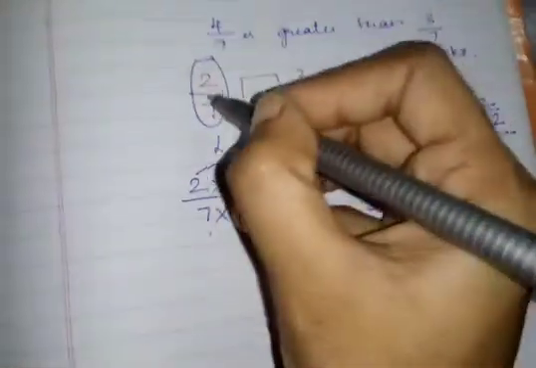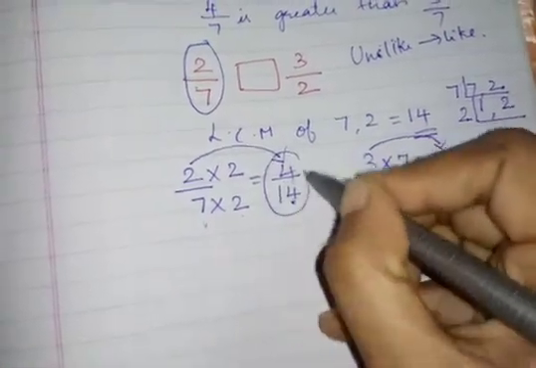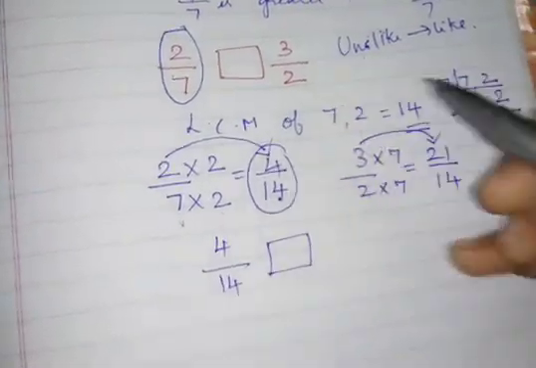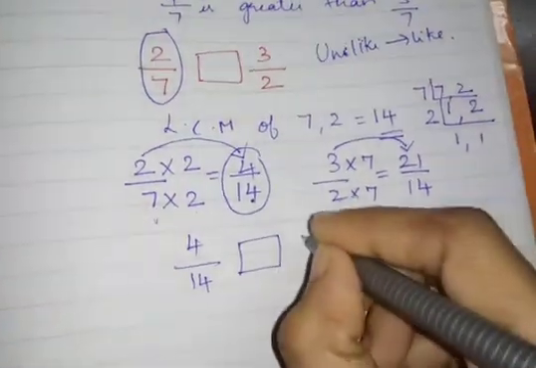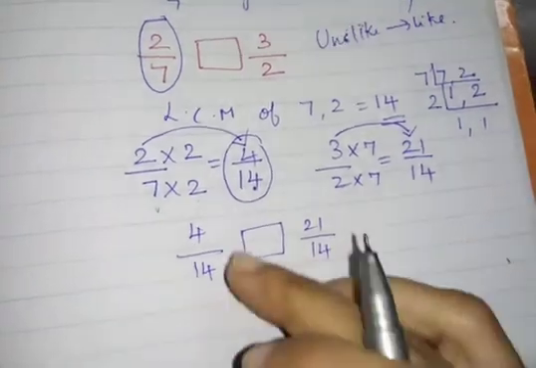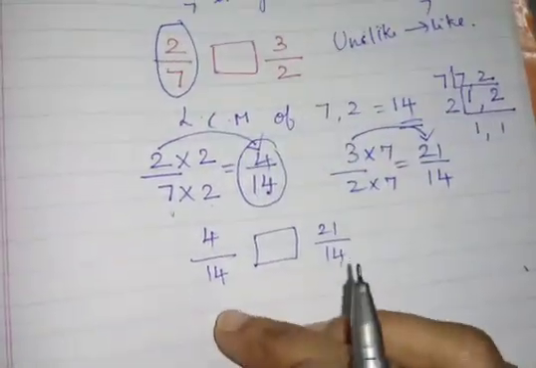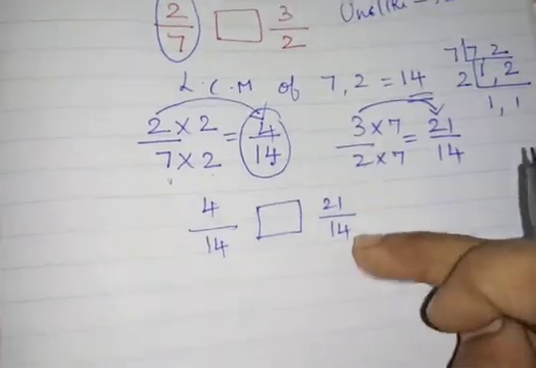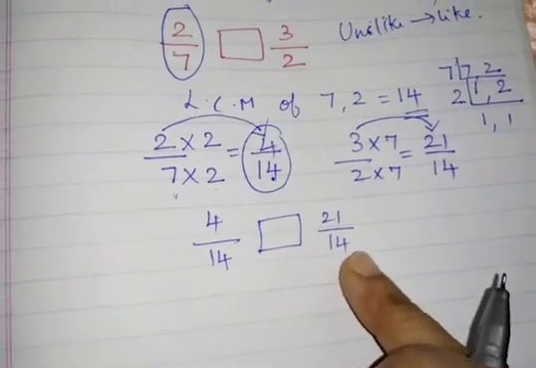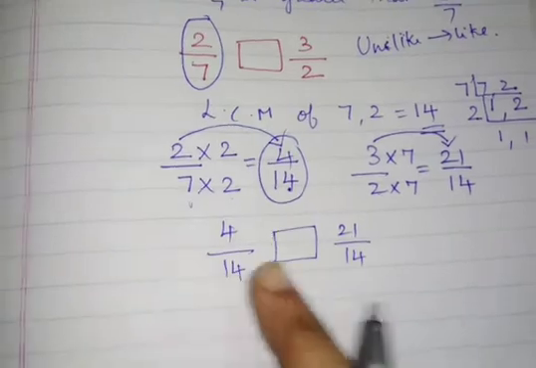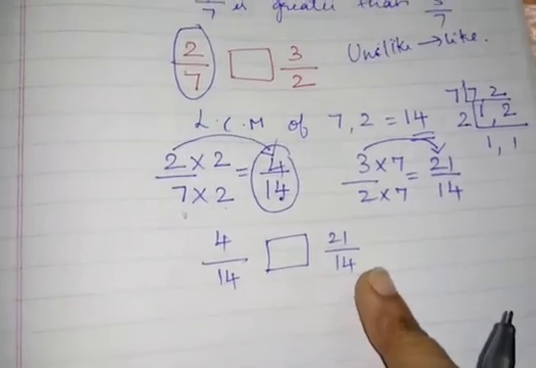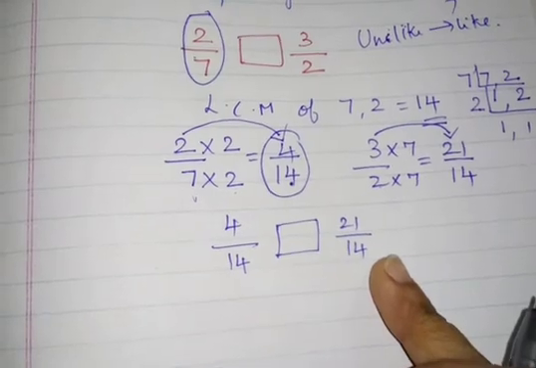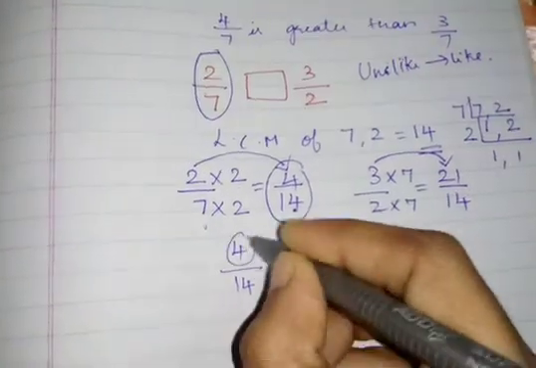So now instead of 2 by 7, what will you write? 4 by 14. And 3 by 2 will become 21 by 14. Okay, 2 by 7 has become 4 by 14, and 3 by 2 has become 21 by 14. Now, are they like fractions? Yes, because both the denominators are the same. If both are the same, what will you do? You will compare only the numerators.